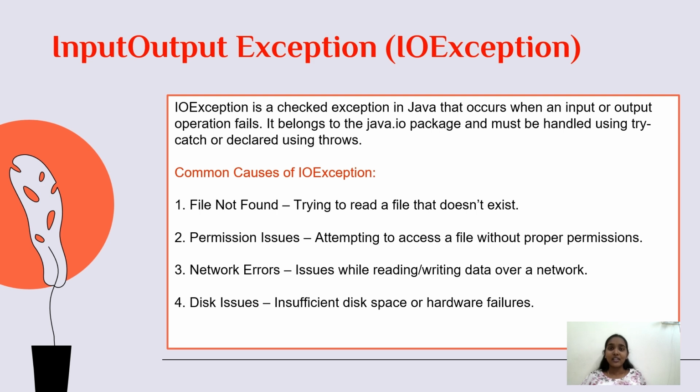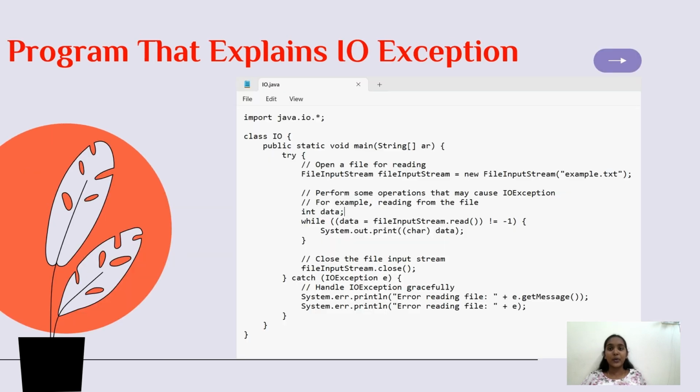Now, let us understand input output exceptions using a program. In this program, we import the java.io package because we are working with file input and output. This package contains the FileInputStream class, which we need to read files. Next, we created a class named IO, and inside the main method, we write code to read a file.